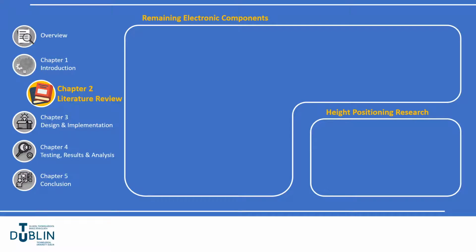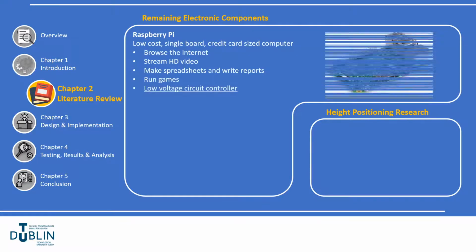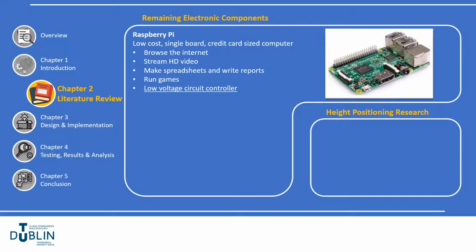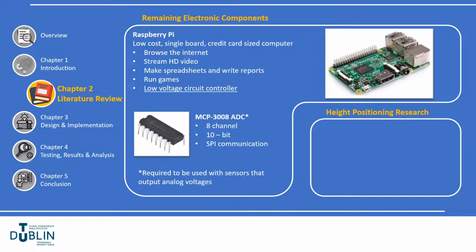Remaining electronic components. The Raspberry Pi. A Raspberry Pi is a low-cost, single-board, credit card-sized computer that has similar capabilities to a regular computer. However, it can also be used as a low-voltage circuit controller. The MCP3008 analog-to-digital converter. This is an 8-channel, 10-bit analog-to-digital converter that employs SPI communication.